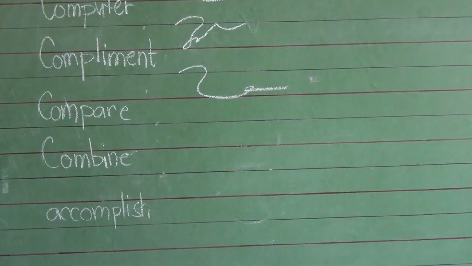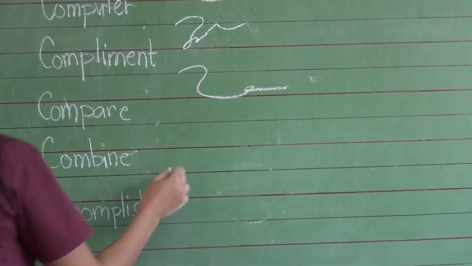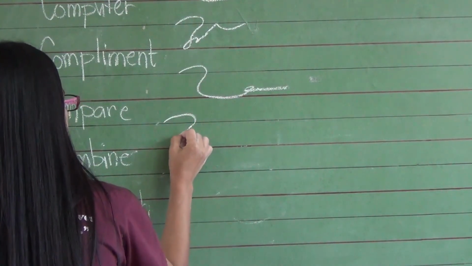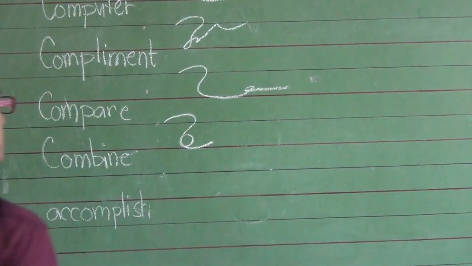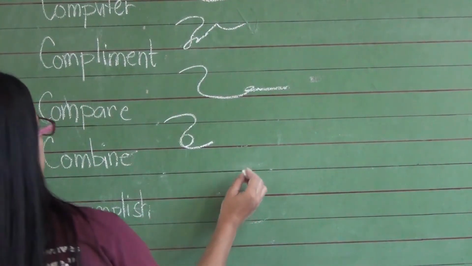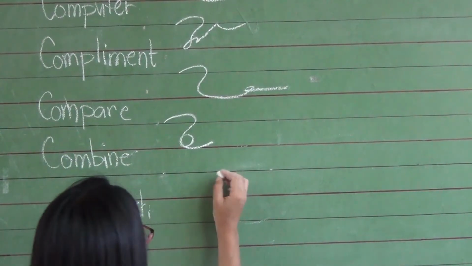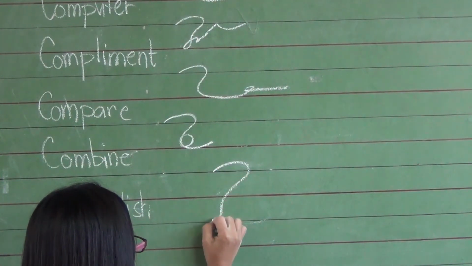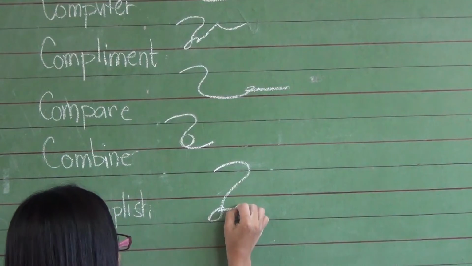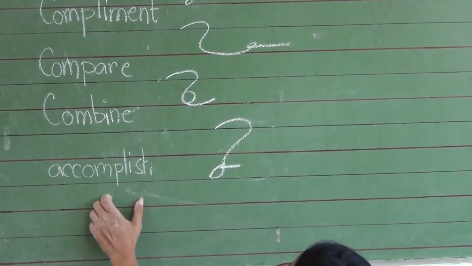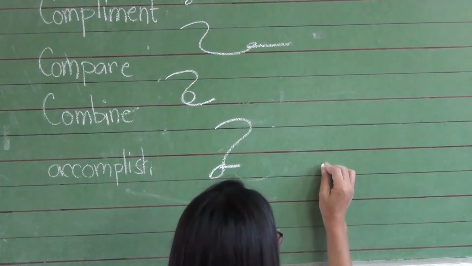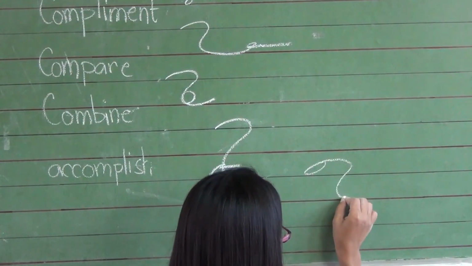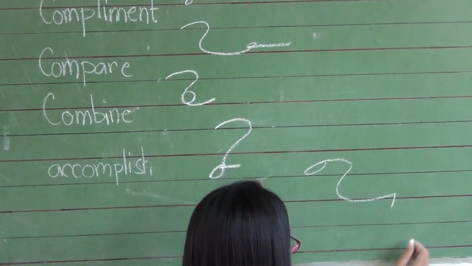Next, compare. It is represented by K, P, A, and R stroke. Next, combine. It is represented by K, B, broken I, and N. Next, accomplish. It is represented by A, K stroke, P, L, and each stroke.